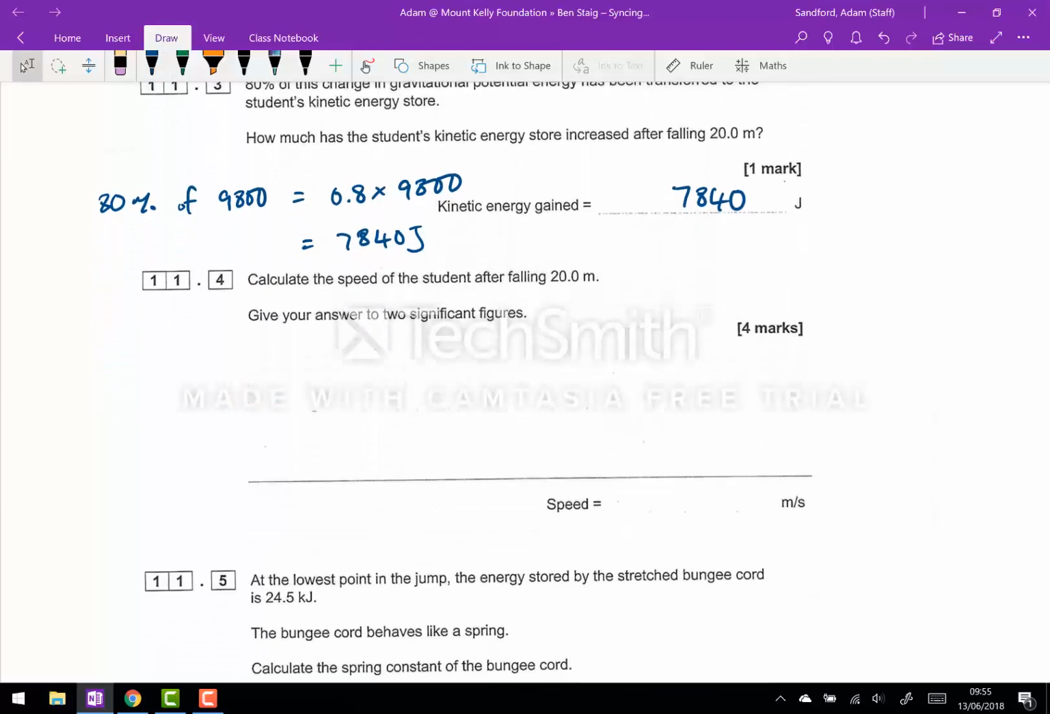So give the speed of the student after falling 20 metres. Again, loads to do here, 4 marker. Okay. Kinetic energy is equal to half mv squared. Half times mass times velocity squared. The student has 7,840 joules of kinetic energy. The mass is 50 and the velocity is unknown.